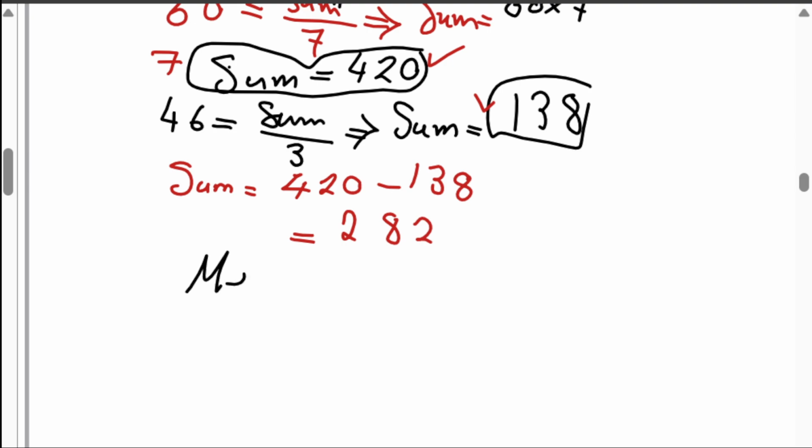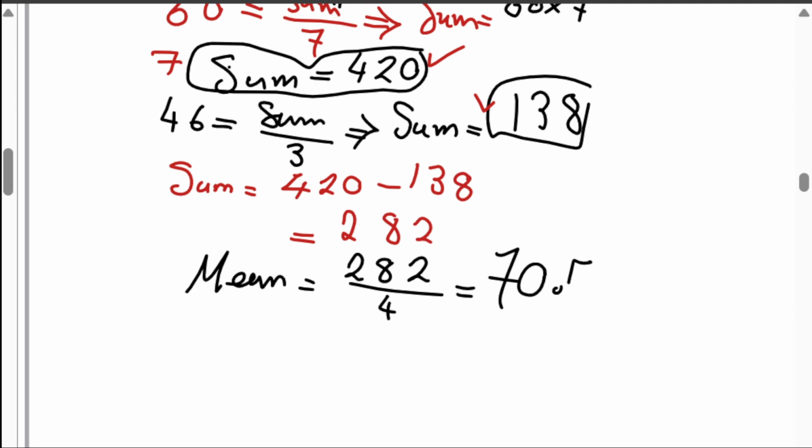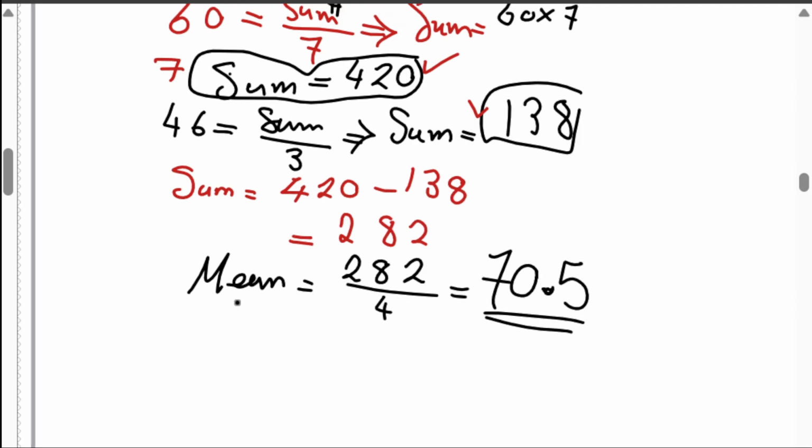Now, if you have the sum, the mean is very easy. So the mean is equal to the sum, which is 282. How many numbers are there? It's 4 numbers. And if you do 282 divided by 4, it gives you 70.5. And that's just the mean of the 4 numbers. Was it easy? You get this question?